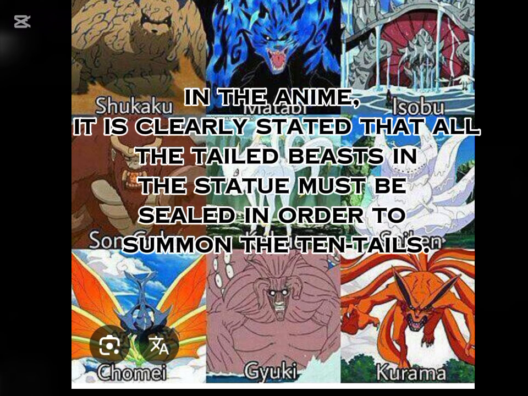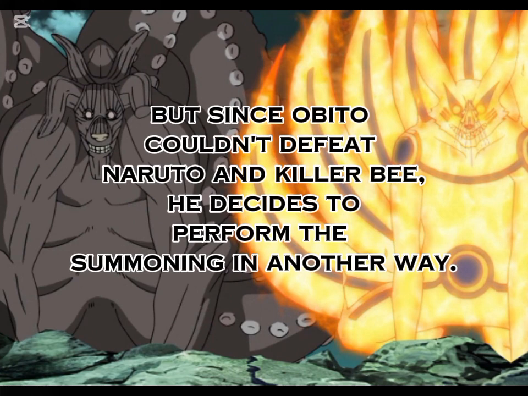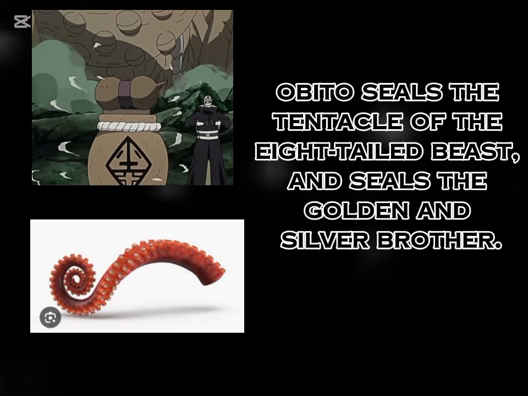In the anime, it is clearly stated that all the tailed beasts and the statue must be sealed in order to summon the ten tails. But since Obito couldn't defeat Naruto and Killer Bee, he decides to perform the summoning in another way. Obito seals the tentacle of the eight-tailed beast and seals the golden and silver brother.